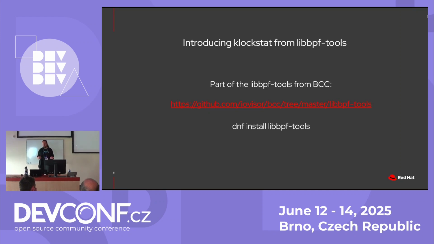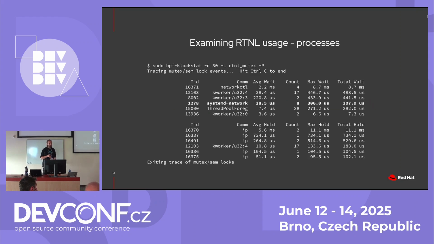And the utility I will show some examples from is called klockstat, which will go in and attach trace points to the mutex lock and unlock inside the kernel, and then it will tell you what is actually holding this, which applications are waiting for it, and so on. So you can use this to examine the RTNL usage. So this is the command line to run for 30 seconds, only look at the RTNL mutex, and -p is to show which processes are involved.